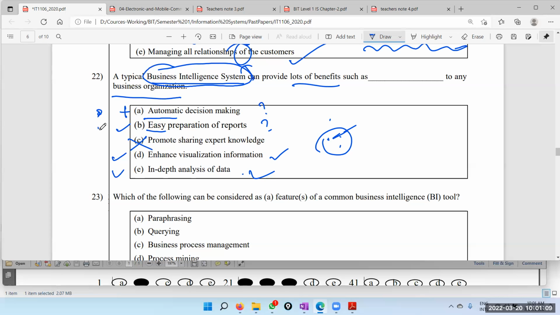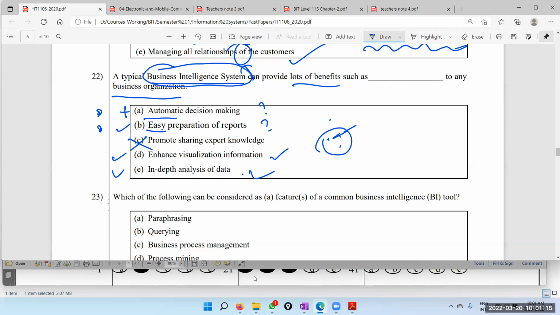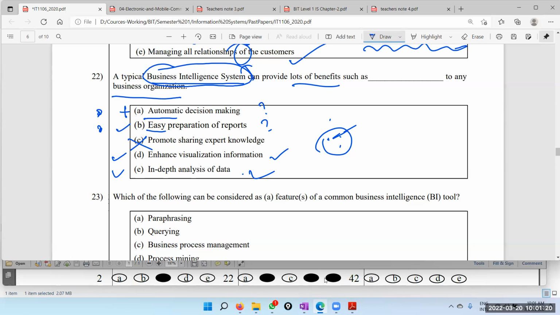So these are sort of debatable answers. Okay. I will go for B, D, and E. Right. B, D, and E. So the examiner also has not taken A and C. Right. So I think that is the common sense. According to myself, it's common sense.